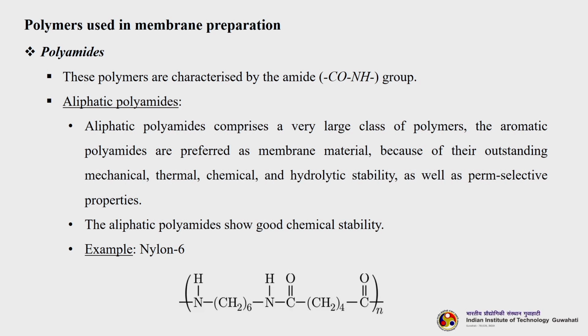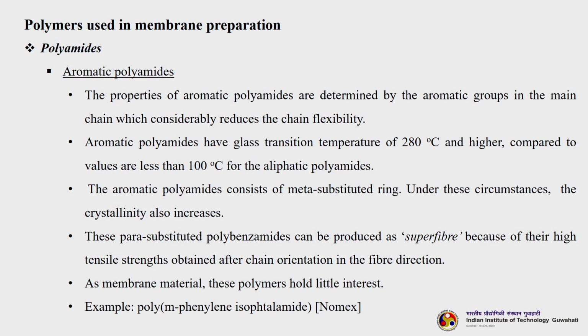The aliphatic polyamides show good chemical stability, for example, nylon 6. Nylon 6 is a very good material for preparing membranes, and the properties of aromatic polyamides are determined by the aromatic groups in the main chain, which considerably reduce the chain flexibility. So, aromatic polyamides have a glass transition temperature of 280 degrees centigrade and even higher, compared to values less than 100 degrees for the aliphatic polyamides. Aromatic polyamides consist of meta-substituted rings. Under these circumstances, the crystallinity of the polymer also increases.